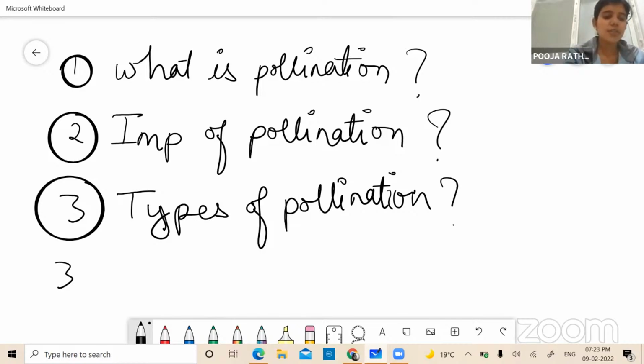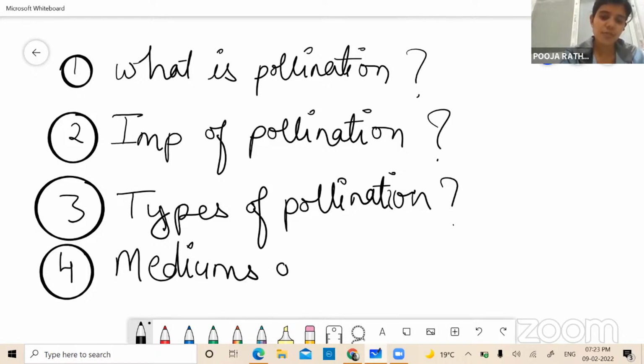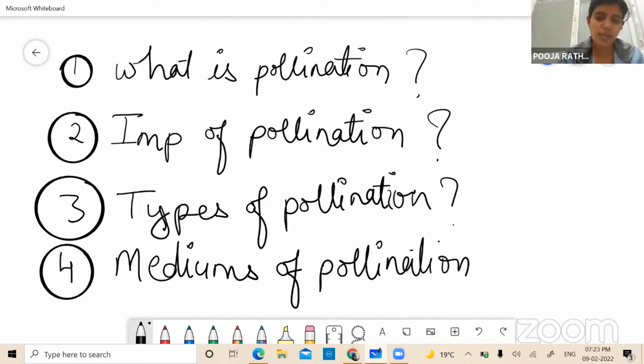Now, in cross-pollination, different mediums are required. The next question could be: what are the different mediums of pollination? The different mediums of pollination are water, air, and insects. Through water, the plant has to be present inside the water only, so that water can transfer pollen grains from the anther to the stigma.